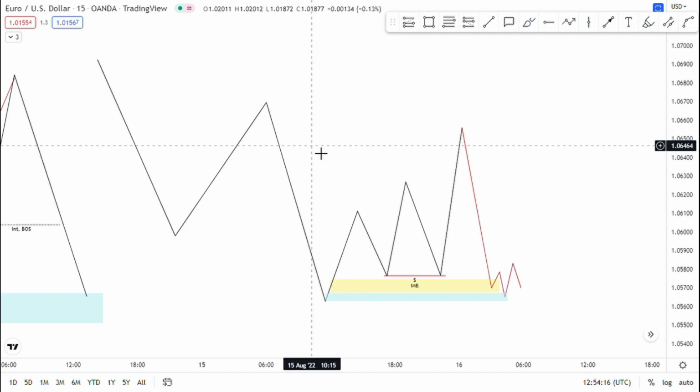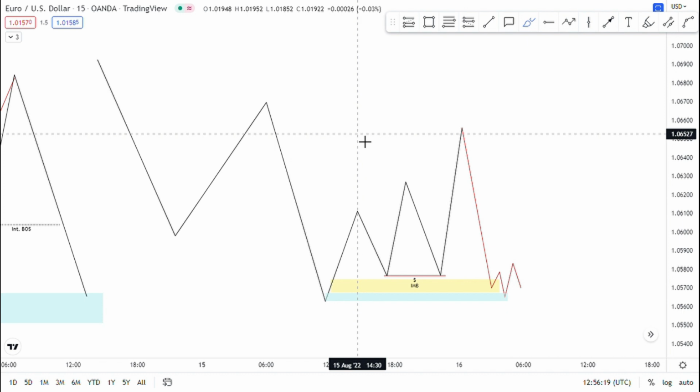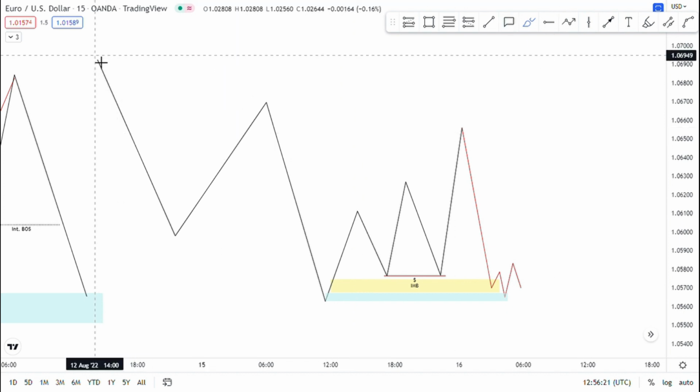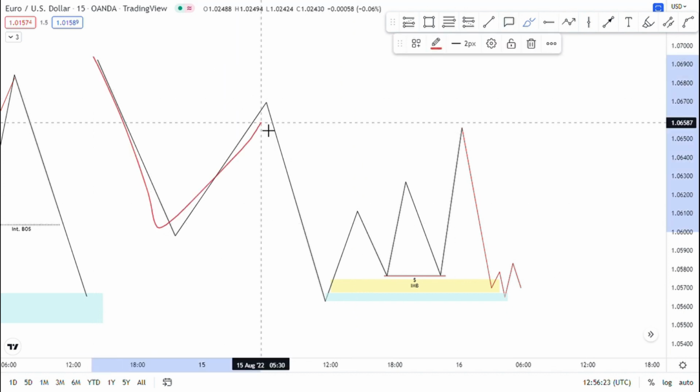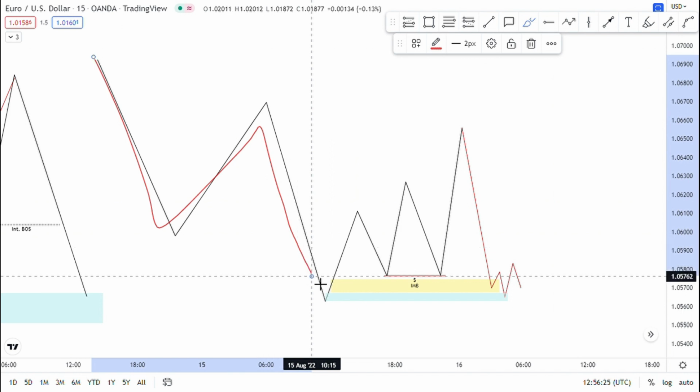So real quick, to start with this diagram, right? Always make sure you are looking at market structure first. Market structure should be the primary thing that you are looking at before you add all other concepts like liquidity and all those stuff. So real quick, what do we see here? We see price making what? Lower highs and lower lows. So it means we are in a downtrend, right?